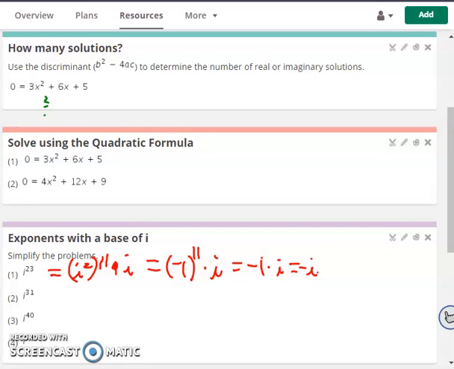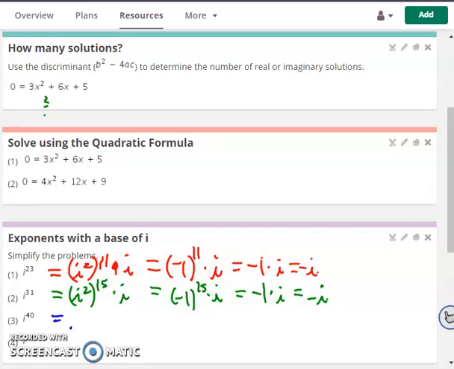In the second problem, again, we're making i squares because, again, we know the value of i squared is negative 1. We can make 15 of those. That's 30 i's, just 1 left over. So we have negative 1 to the 15th power times i. If you put negative 1 to the 15th power in your calculator, you'll get negative 1. So you can multiply that to i to get a final answer of negative i again.